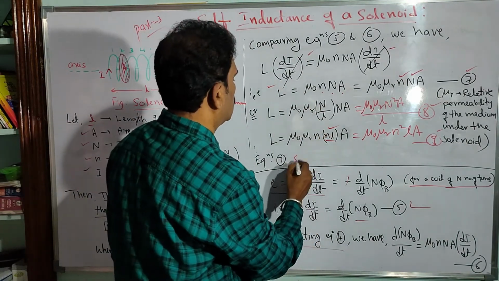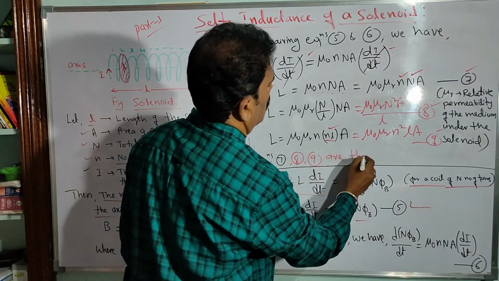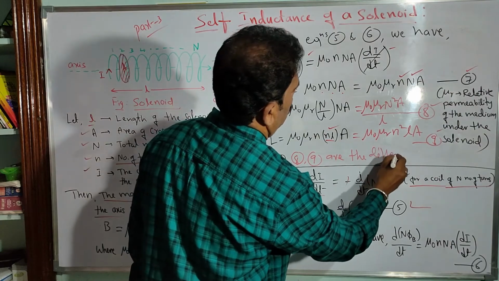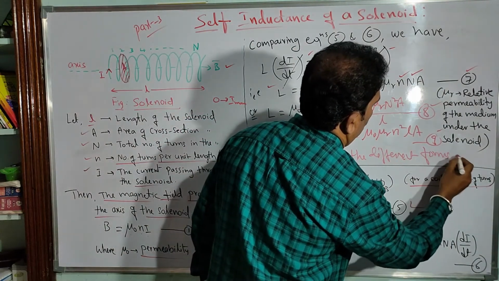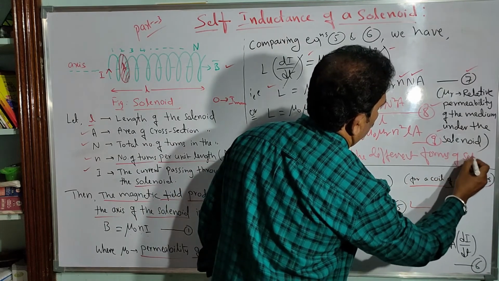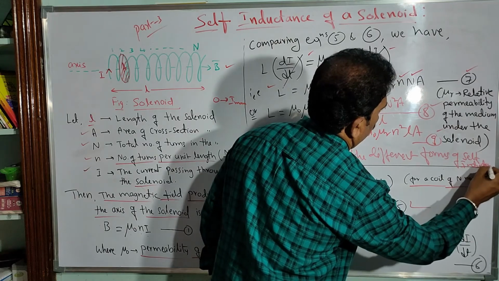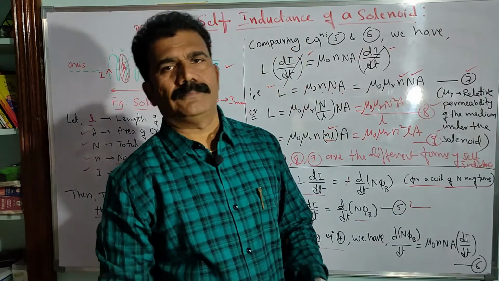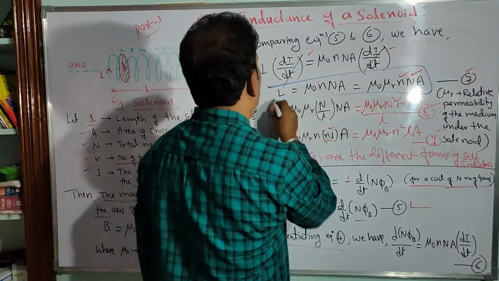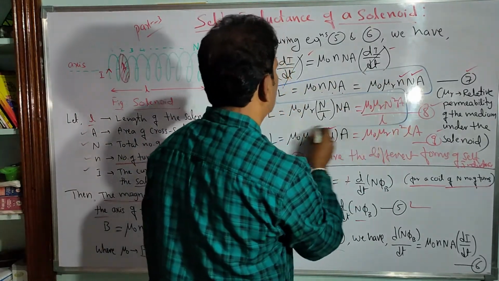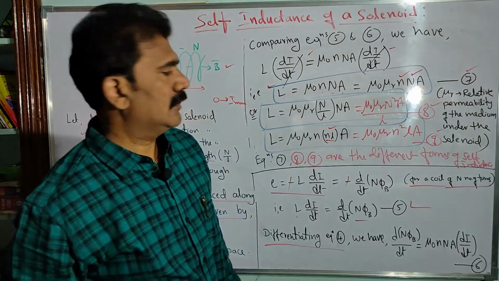Equation 7, equation 8 and equation 9 are the different forms of self-inductance. Clear? Then equation 7, equation 8 and equation 9 are the different forms of self-inductance.